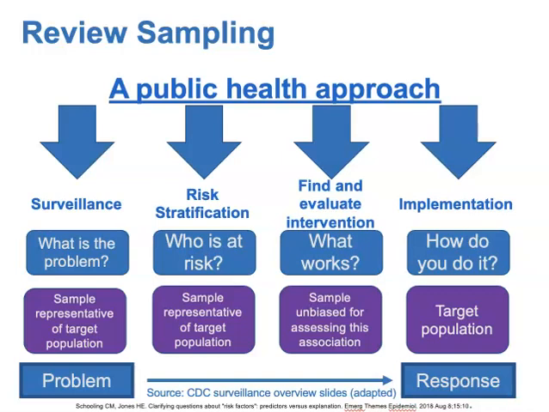If we want to find out what works, we need to have a sample that's unbiased for assessing that particular association. And as we discussed before, a population representative sample is neither necessary nor sufficient for this purpose. If you think about it, a randomized control trial is usually based on a sample of volunteers who are unlikely to be population representative. But we know that well-conducted randomized control trials are the best guide to public health action.